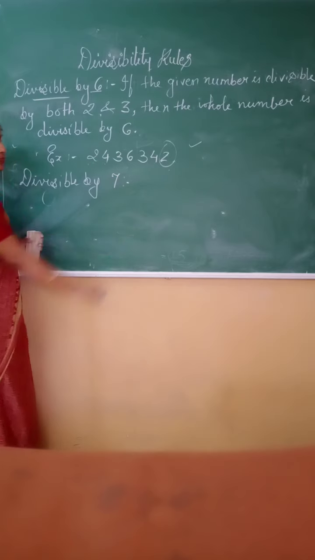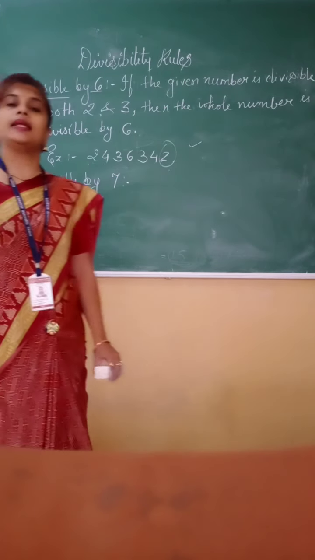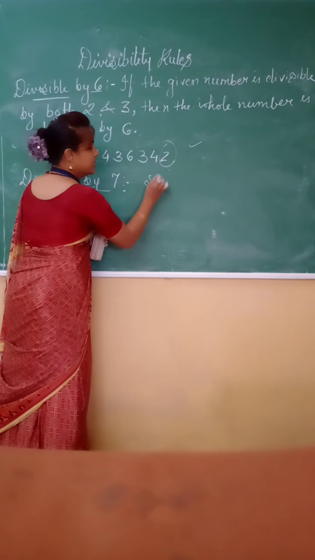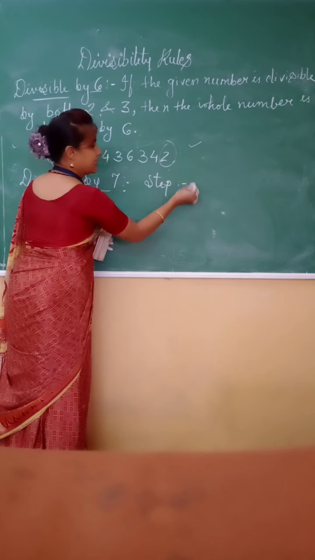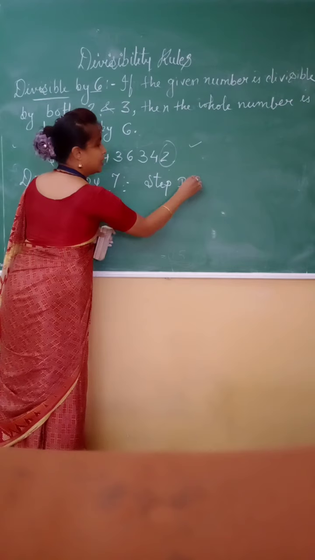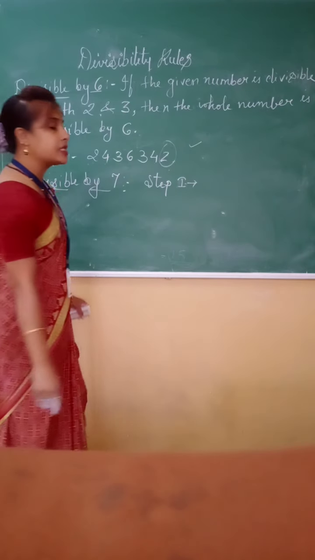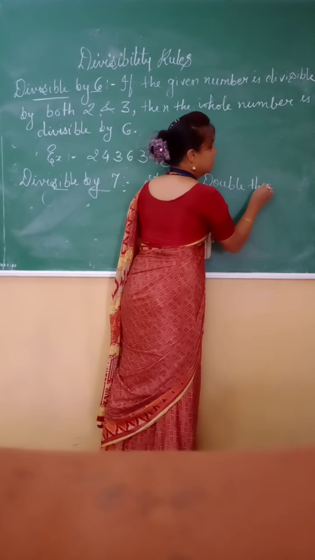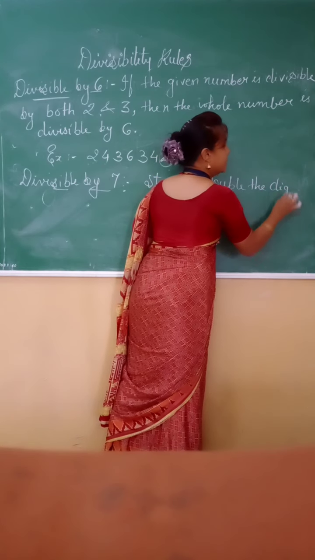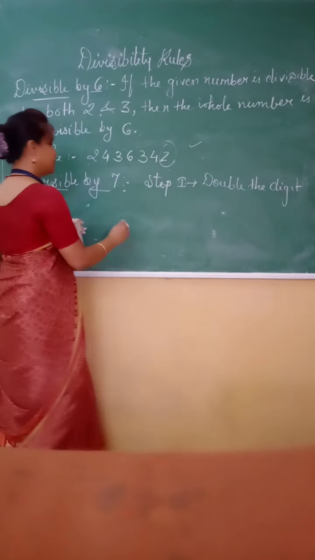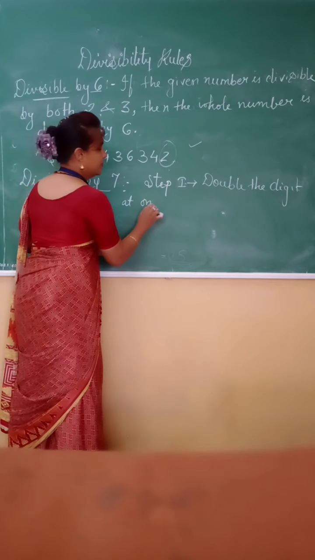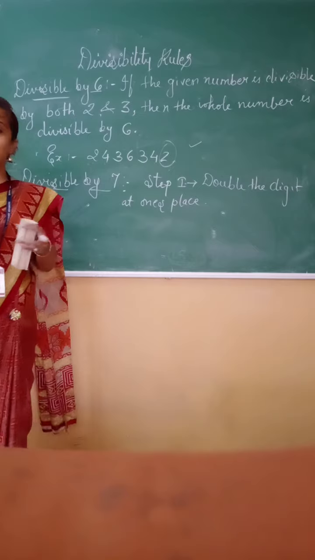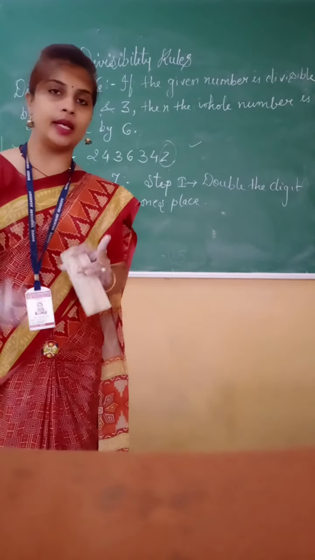Divisible by 7. How will we find that any of the given number is divisible by 7? Let us understand it as stepwise. First of all, step 1. What is the first step? Double the digit at one's place. One's place की जो डिजिट है उससे डबल करें.